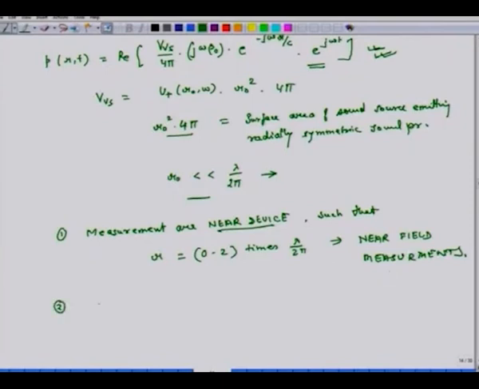And if the measurement is far away, such that r is very large compared to lambda over 2 pi, then these measurements are known as far field measurements.